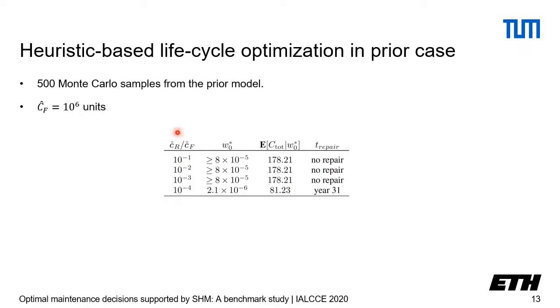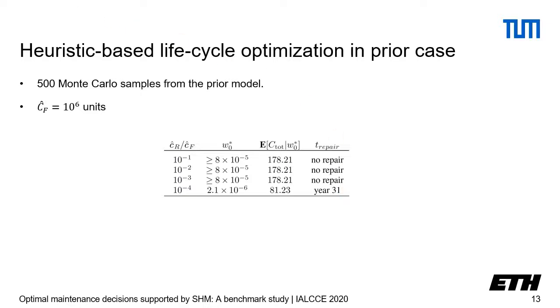The second column here shows the optimal heuristic threshold for each of those problems for the different cost ratios, while the third column shows the optimal expected total lifecycle cost given the optimal value of the heuristic threshold. Finally, the fourth column here shows the optimal time to perform a repair action. And as you can see, in the first three cost ratio cases, not performing a repair is the optimal thing to do throughout the lifetime of the structure, while for the last cost ratio, the optimal action is to perform a repair at year 31.